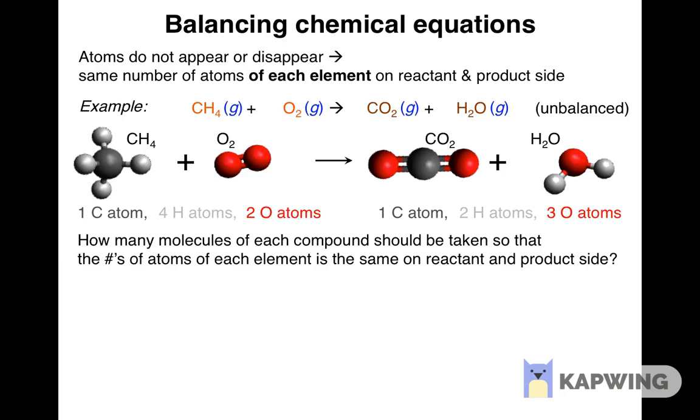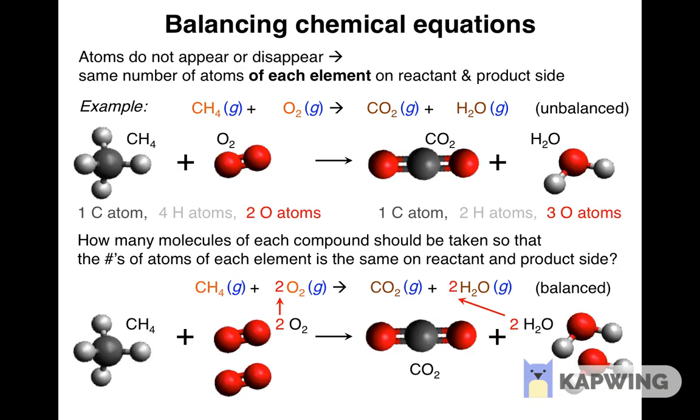In the unbalanced chemical equation that we are considering, there are 4 hydrogen atoms on the reactant side, enough to build 2 water molecules. So let's place the molar ratio coefficient 2 in front of water. However, we now need 4 oxygen atoms to build a carbon dioxide molecule and 2 water molecules. So let's also place a molar ratio coefficient 2 in front of the oxygen on the reactant side.